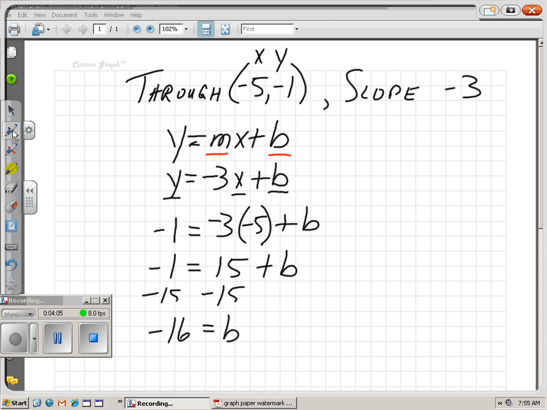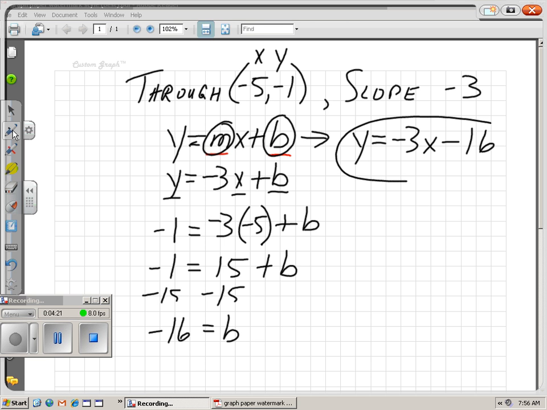And now I can write my equation. Now that I was given my slope and I figured out what my b is, I can just write my equation. So here we go. y equals, slope was given, that's -3, then my x, and plus b, but my b is actually negative, so I'm going to write -16. y equals -3x minus 16.